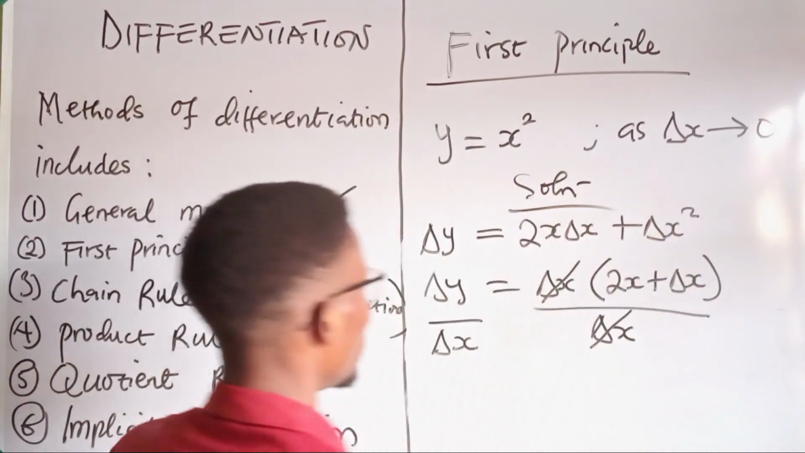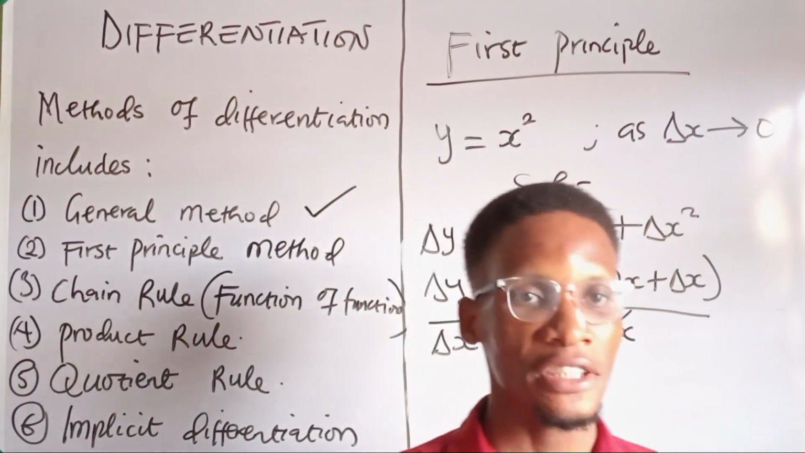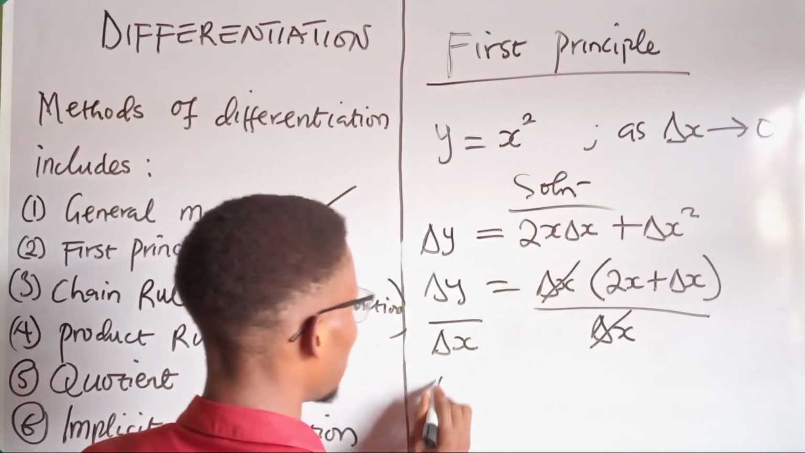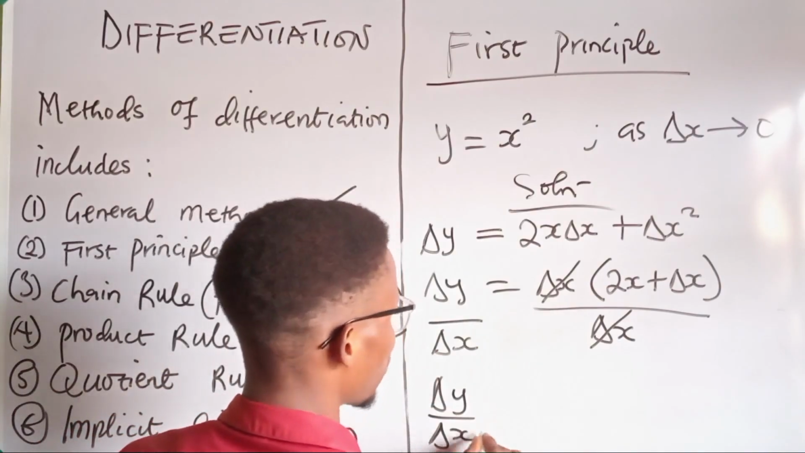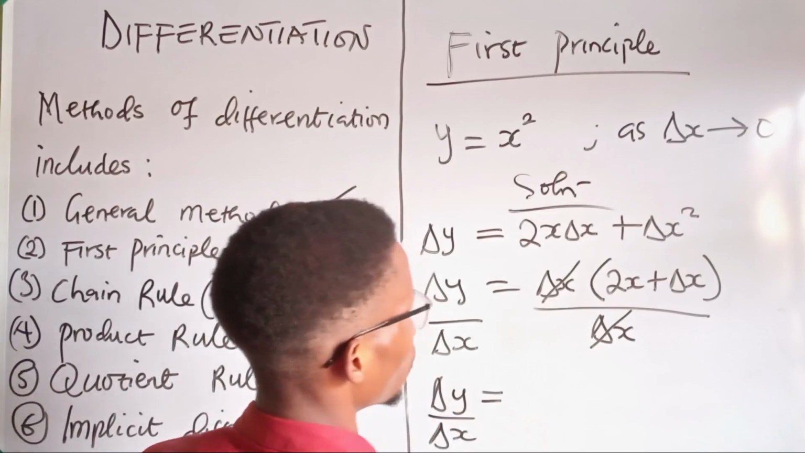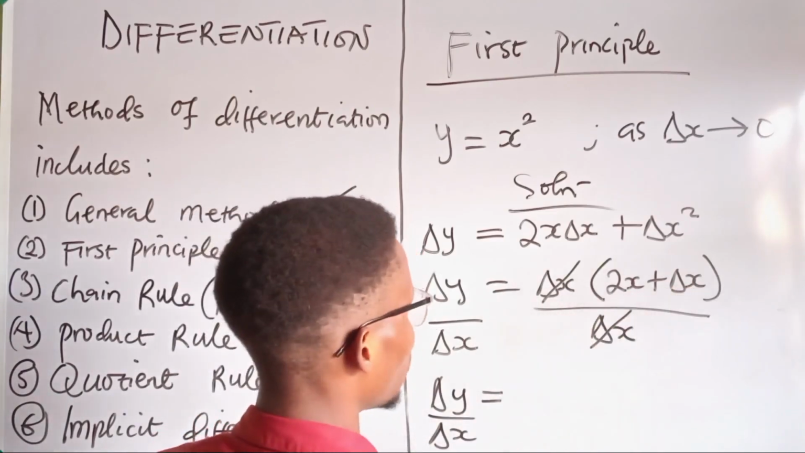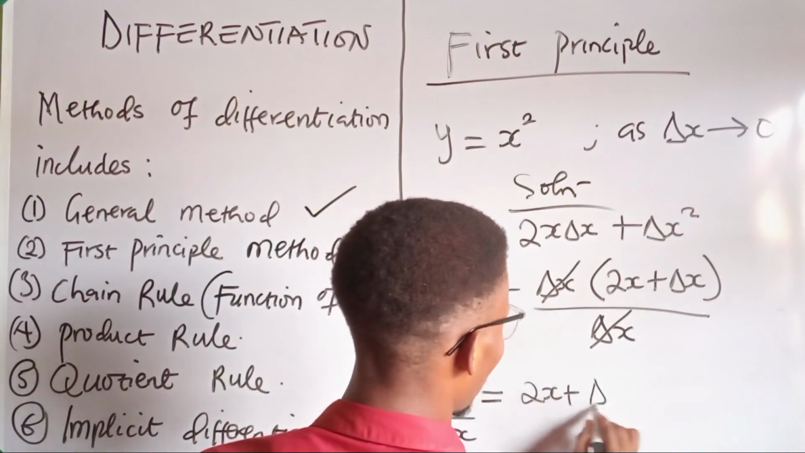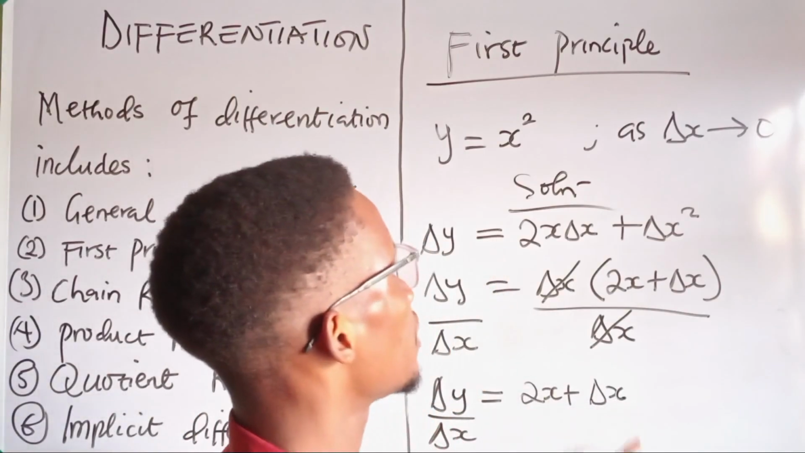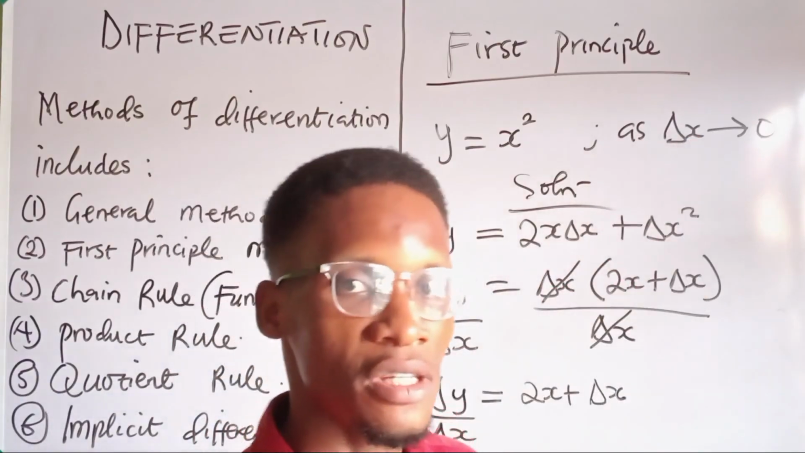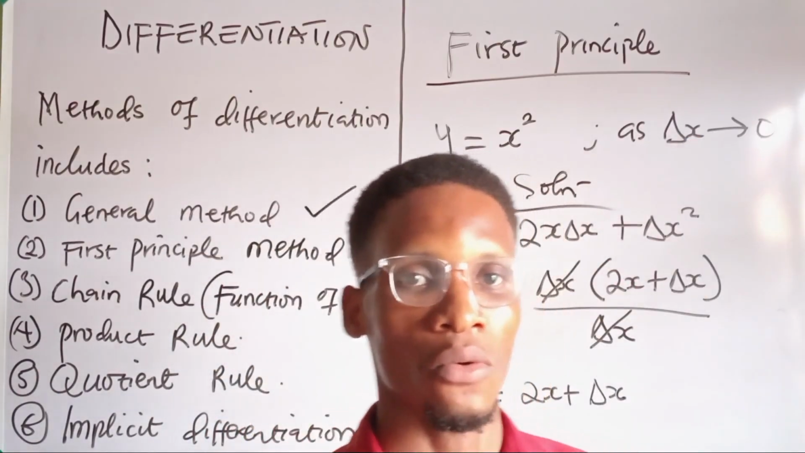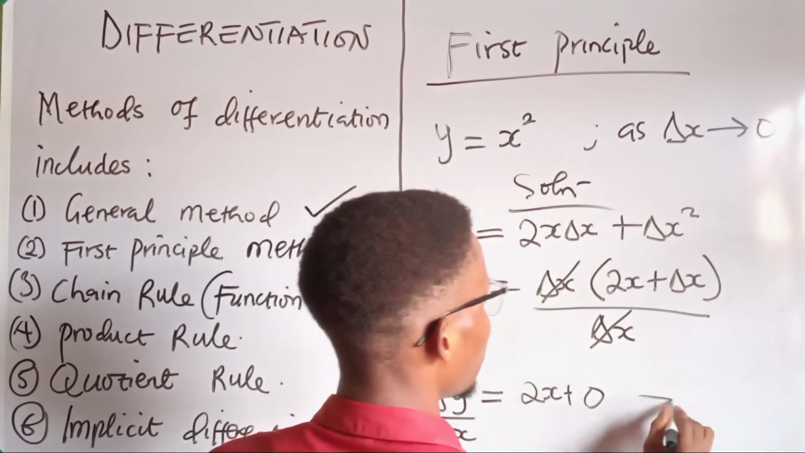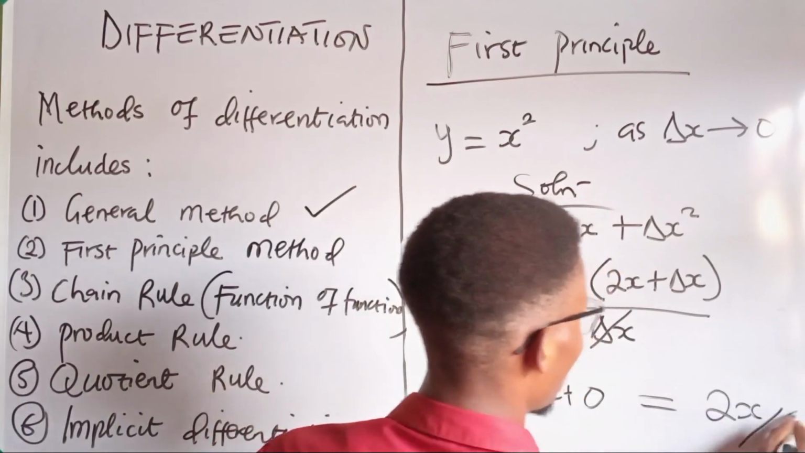So change in y over change in s is the differential form that we are looking for. We have got that change in y over change in s equals 2s plus change in s. Remember, change in s tends to 0, which means it is 0. And if it's 0, we are going to have 2s plus 0, which equals 2s as our answer.